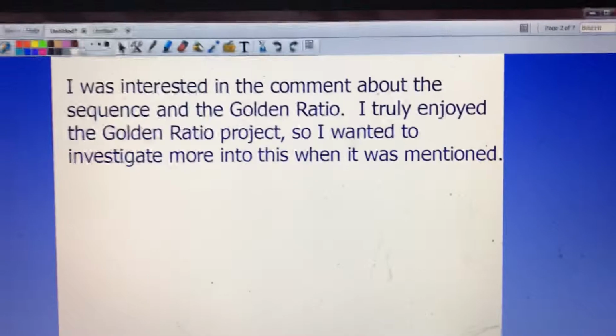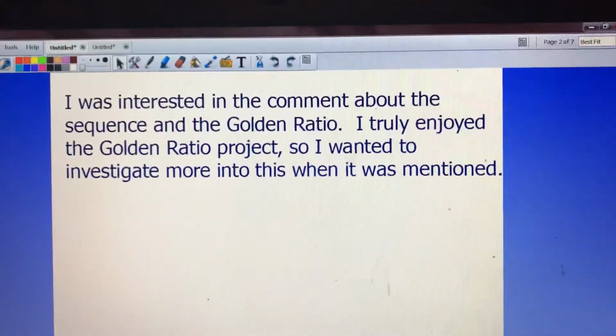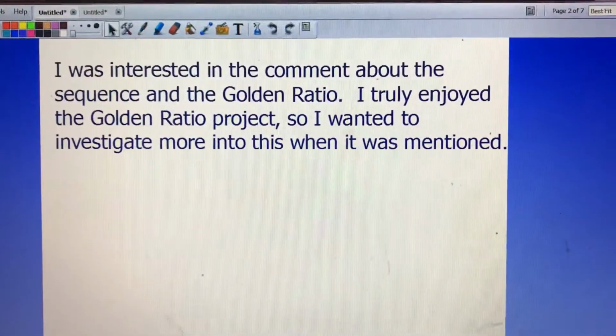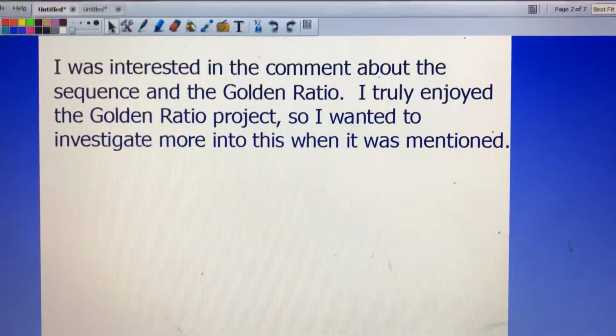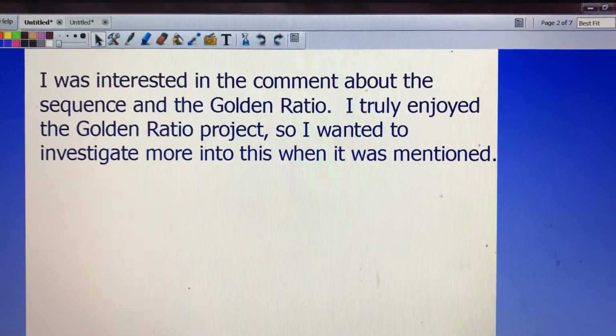I was interested in the comment about the sequence and the golden ratio. I truly enjoyed the golden ratio project, so I wanted to investigate more into this when it was mentioned.